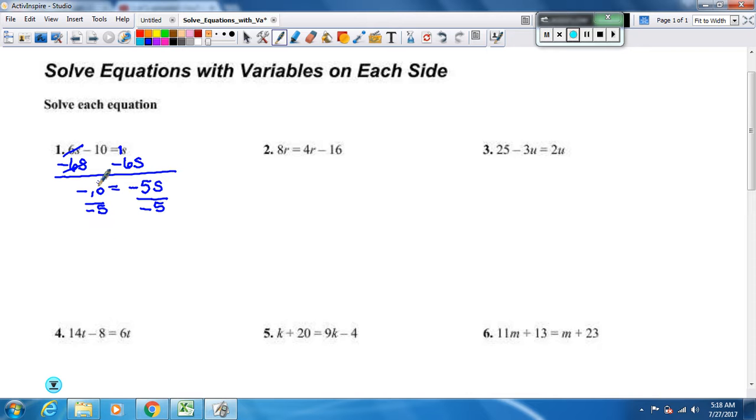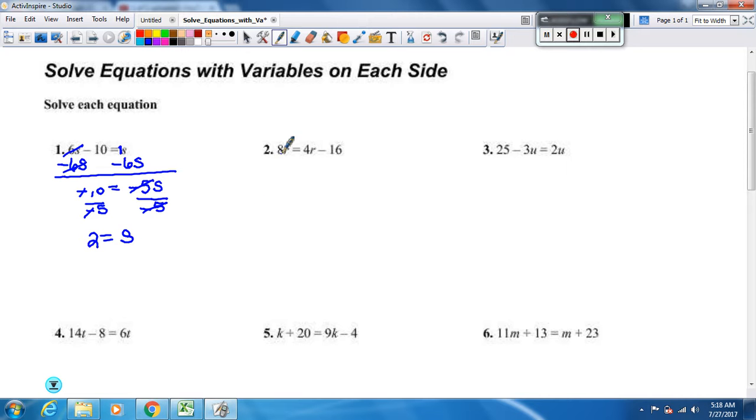Now with fractions, anything on the top can cancel with the exact same thing on the bottom. So what happens here is these two negatives cancel. So a fraction is division. I just have 10 divided by 5 is 2. So 2 equals a negative 5 on top cancels with the negative 5 on the bottom. So now your s is by itself. And some people think that the variable always has to come out front. It doesn't. It can come after the equal sign as well.